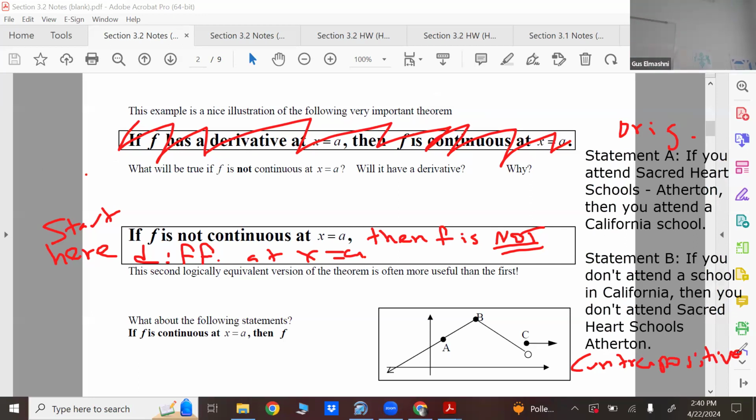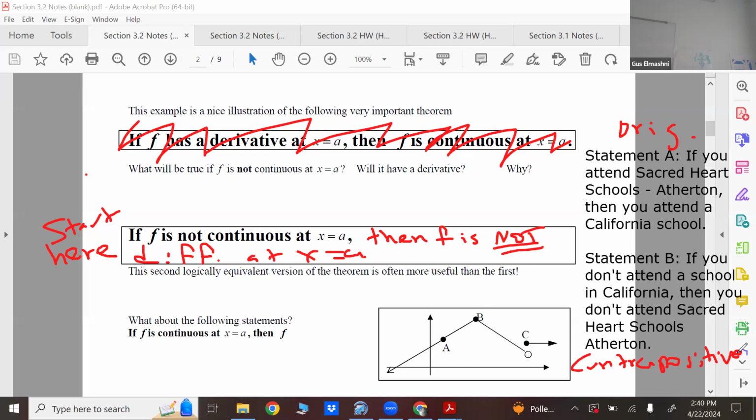So these are if-then statements, right? If I just swap the two and said, if you attend school in California, then you attend Sigar School? No. You can go to Menlo, MA, Woodside, Paly, Gunn, a lot of schools. Just because you attend a California school doesn't mean you're here. So the converse is not necessarily true, right?